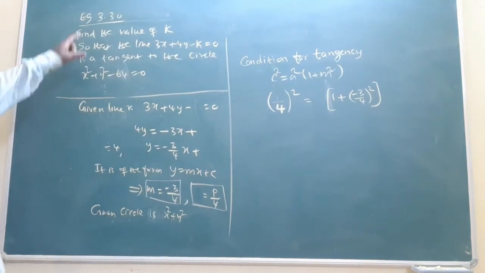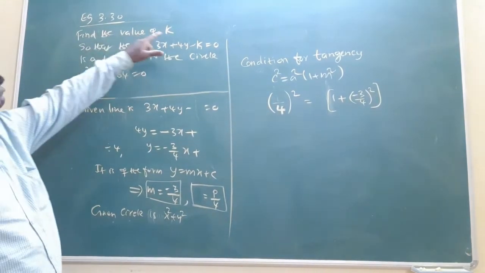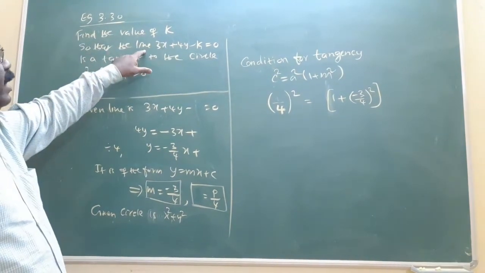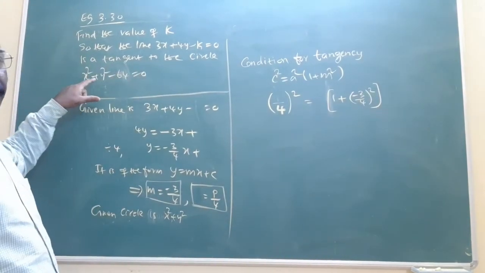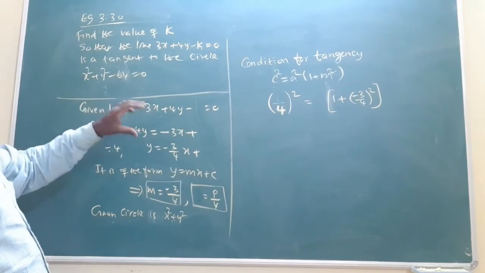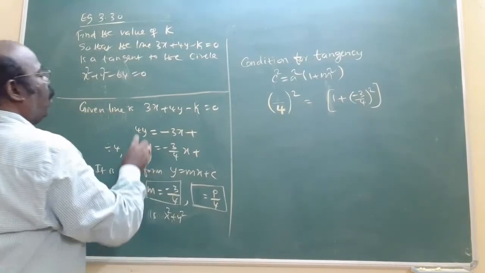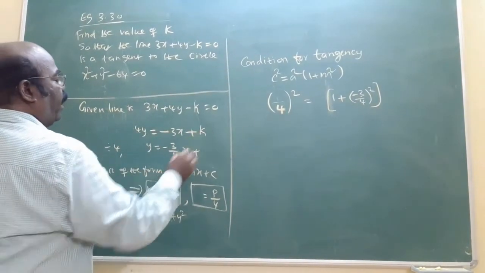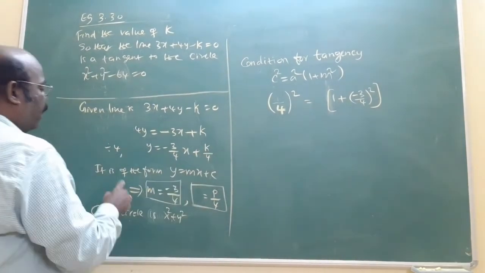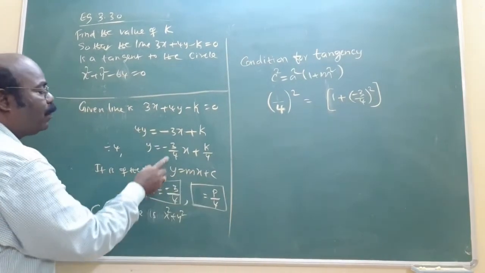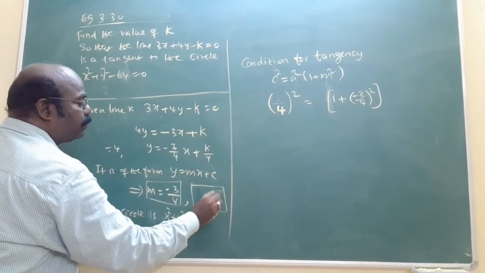Now I want to complete some of the exam problems also. Listen here. Take 3.30. The previous model of the same type of question. Find the value of k so that the line 3x plus 4y minus k equal to 0 is a tangent to the circle x square plus y square minus 64 equal to 0. What is given? The given line is 3x plus 4y minus k equal to 0. 4y equal to minus 3x plus k. y equal to minus 3 by 4 into x plus k by 4. It is of the form y equal to mx plus c. m is what? Minus 3 by 4. Constant c is what? k by 4. Am I right?